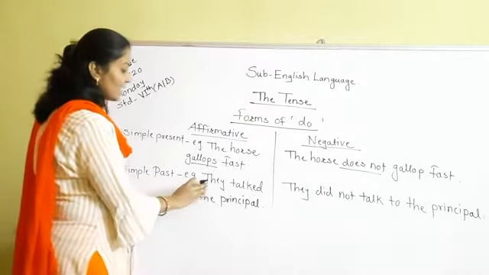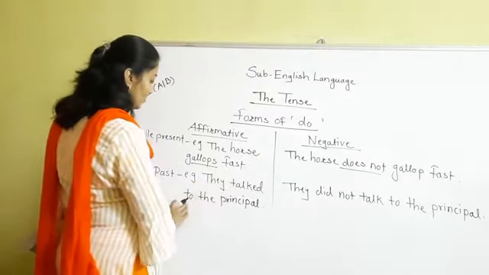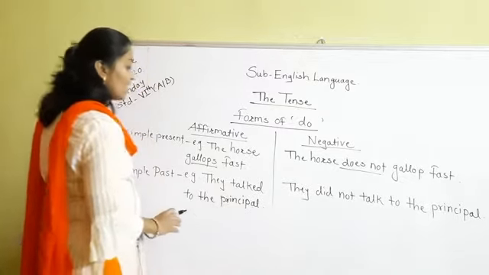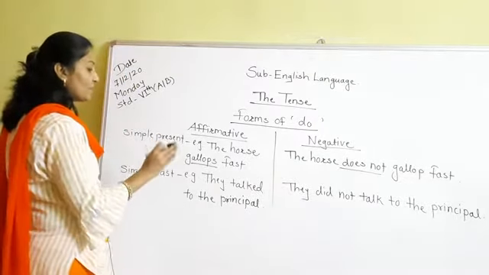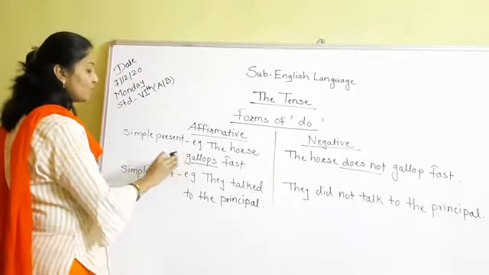The sentence is like this: they talked to the principal. Now as in the simple present tense we have added s to the verb, the same way in the simple past tense we have added ed to the verb. They talked to the principal. Which is the verb in the sentence? Talk. Talk is the verb in the sentence and we have added ed to that verb. So it is a sentence of the simple past tense.